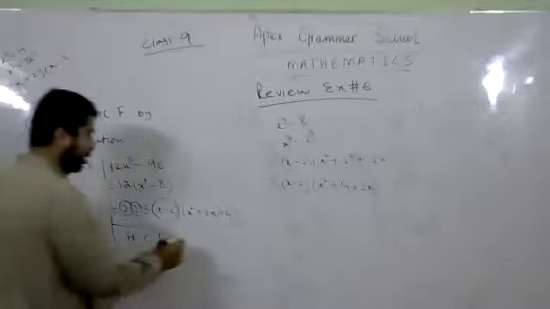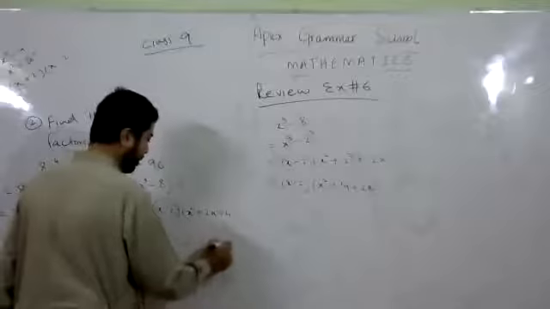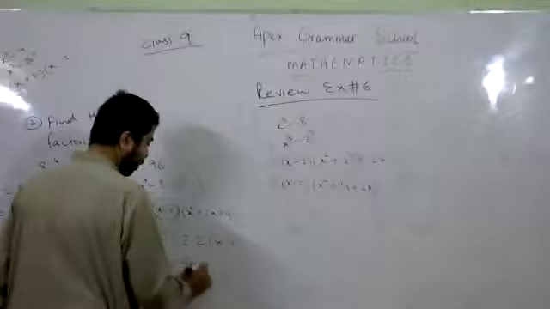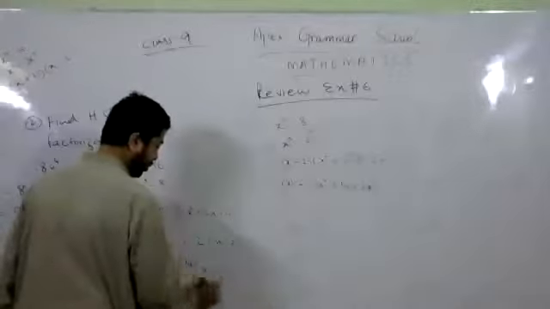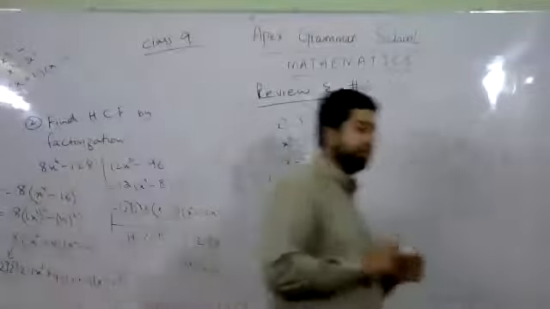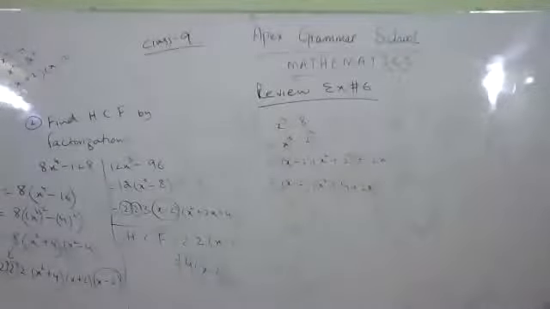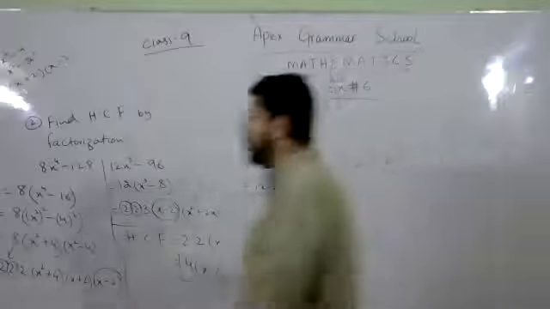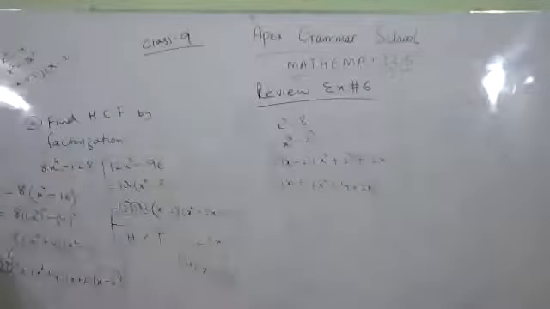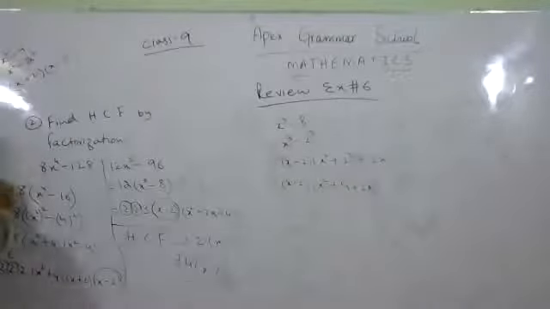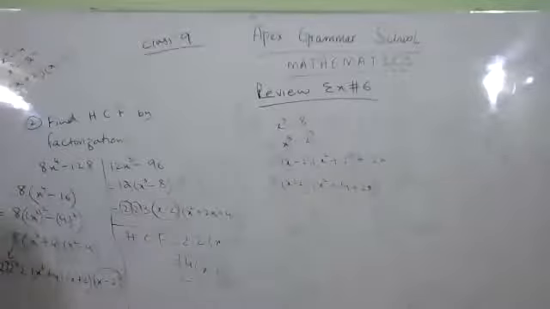So we can say that 2 multiplied by 2 is 4, into x minus 2. And that's it. This is the HCF of part 3.